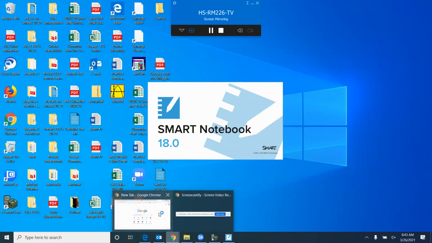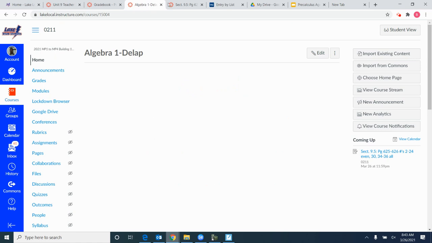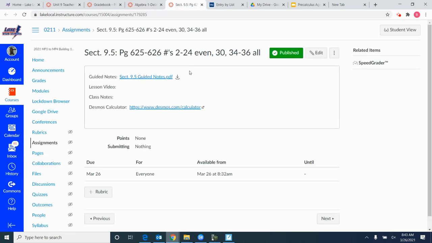All right, what you need is, and this is why I had it published, you need this, it's called a Desmos calculator. So click on that link and then open that up, or it should just open up. This is the calculator that you will have available when you take the state test.